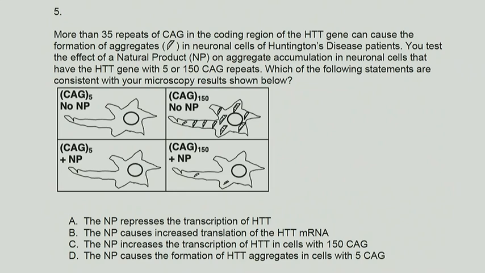Why is that not likely here? Exactly. So if we were getting more of that protein product, we'd be getting more aggregates, not less. C: the NP increases the transcription of Huntingtin, specifically in the cells with 150 CAG repeats. I think because we looked at A and said that it's likely repressing transcription, we can rule out C as well. And then finally, with D, the NP causes the formation of Huntington's aggregates in cells with 5 CAG.